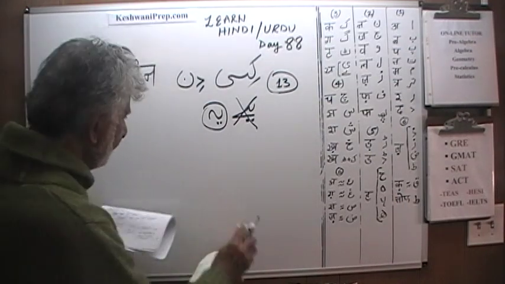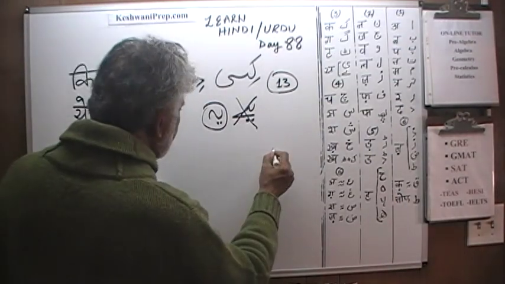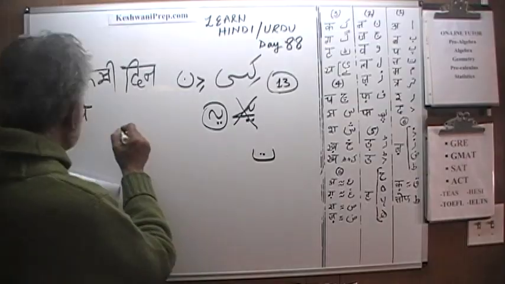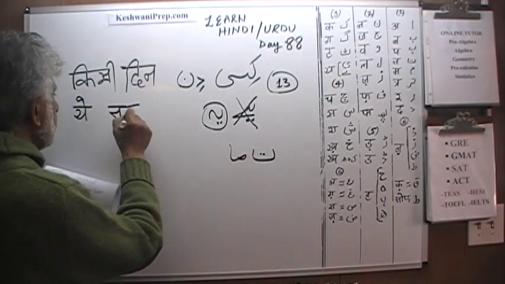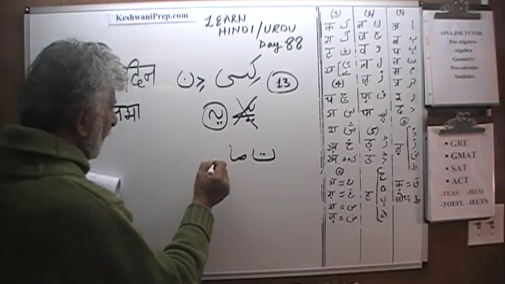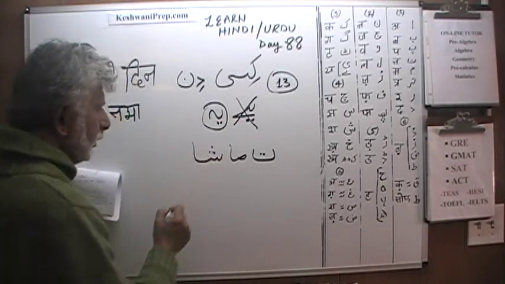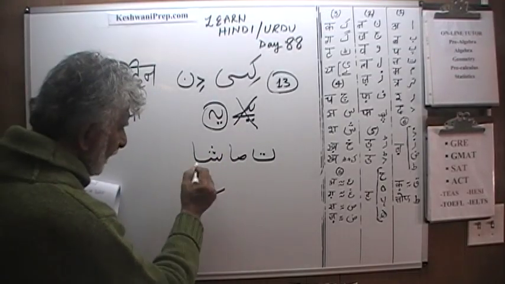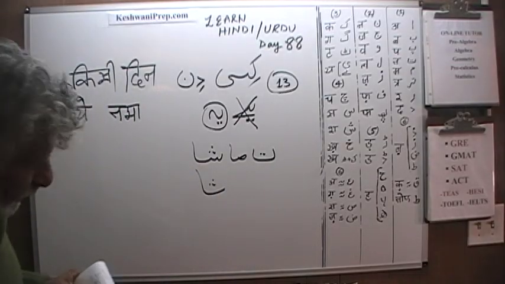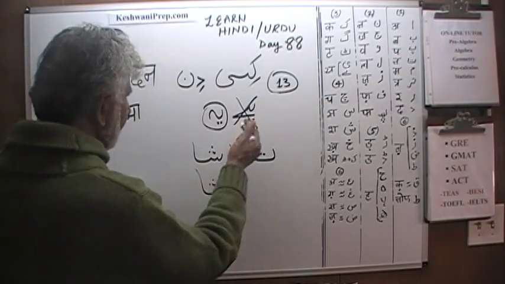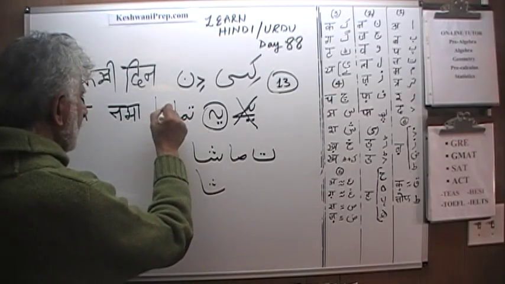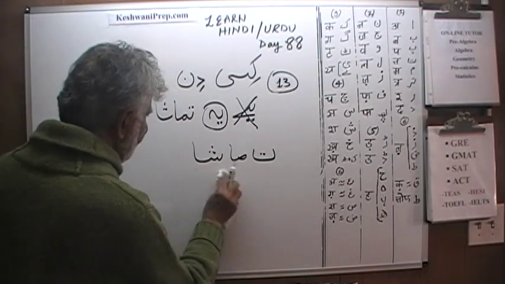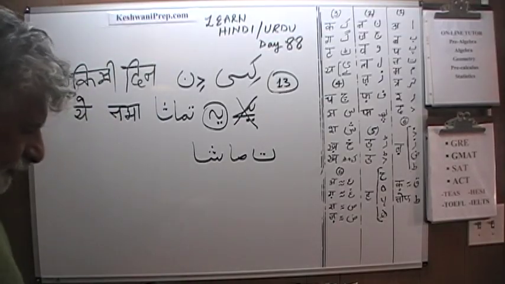Tamasha. Ta, ma, and then sha. You can write sha like this or you can write sha like that. Let's put them together. Kisi din ye tamasha. Ta ma sha. Tamasha.